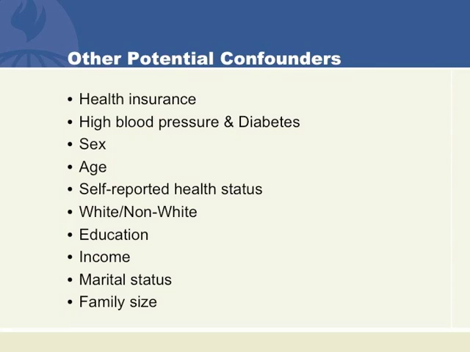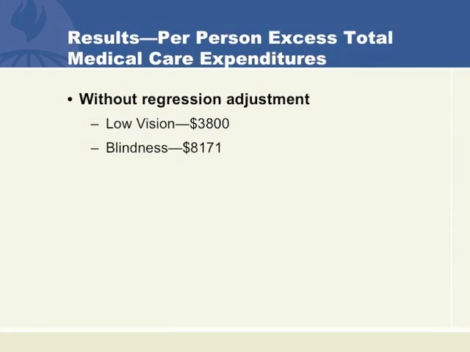So if we just take simple averages and we don't do any of the statistical adjustment for any of those confounders, we don't say the fact that they're an older population or a different population in other ways, we find that people with vision impairment are spending $3,800 more than people with normal vision, and people with blindness every year are spending over $8,000 more than people with normal vision. Those are big numbers. Those are important numbers. And regardless of who's paying for them, those would be very important numbers.